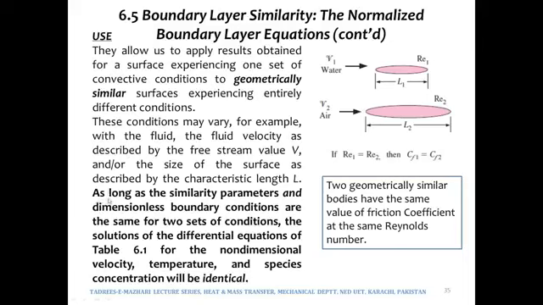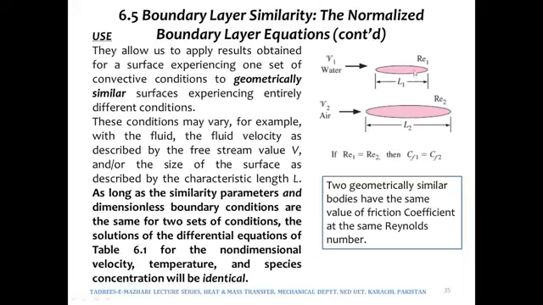So over here it says that as long as the similarity parameters and dimensionless boundary conditions are the same for the two sets of conditions. Two sets of conditions means for the prototype and the actual large size machine, or any other two sets of conditions. For example, over here the objects are geometrically similar, however they are not exactly the same. Similar is something else and exactly the same is something else. So they are similar objects, but they are of course not exactly the same.